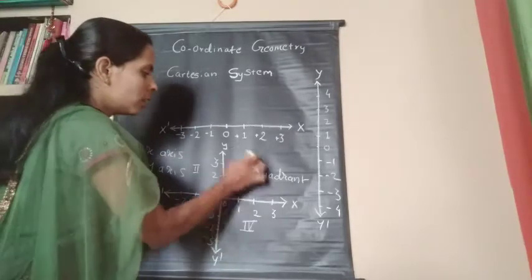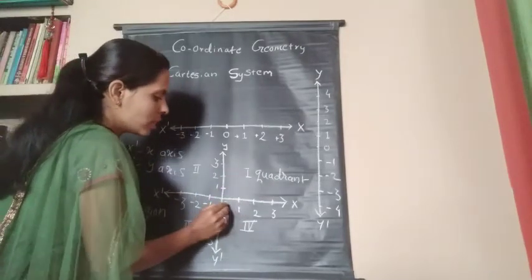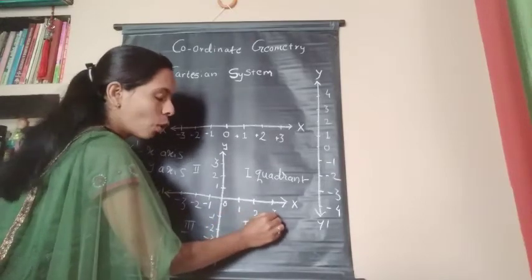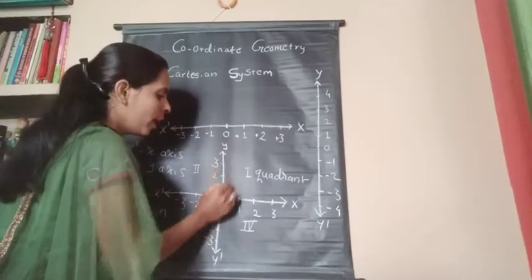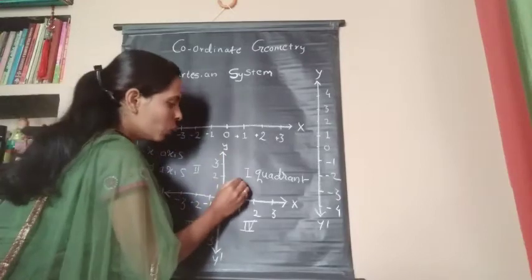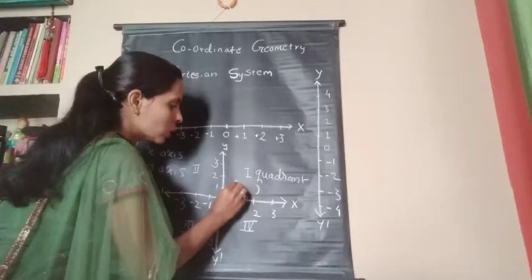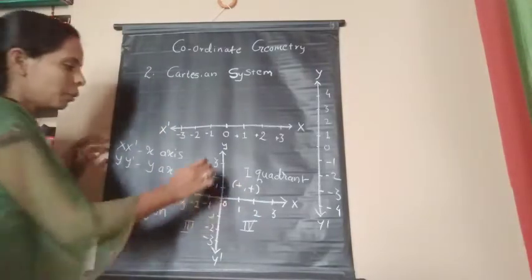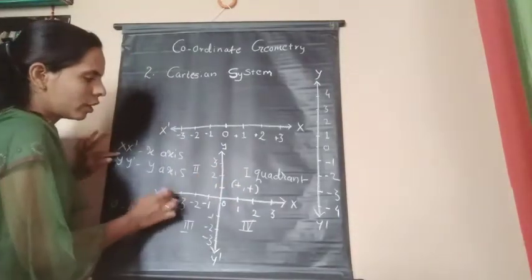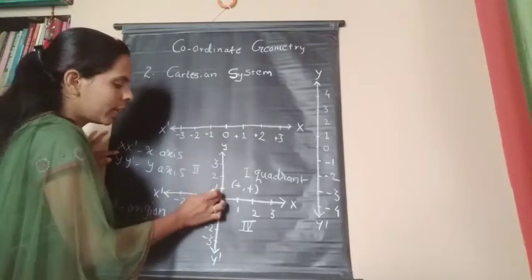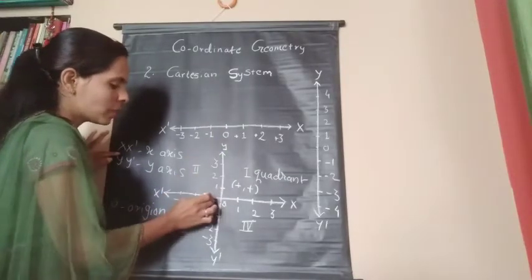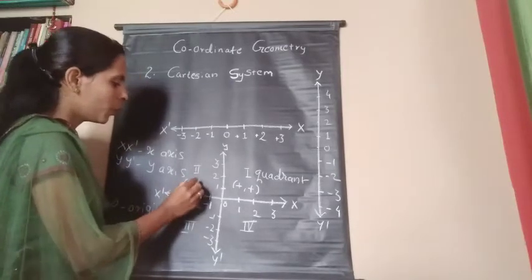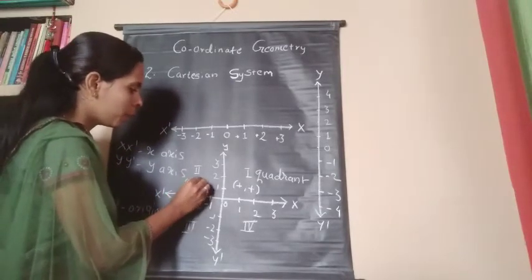In the first quadrant, you can see the numbers on the x-axis are positive, and on the y-axis also they are positive. So the numbers in the first quadrant are positive. Similarly, in the second quadrant, the y coordinates have positive numbers and the x coordinates have negative numbers. So here we write negative and positive.